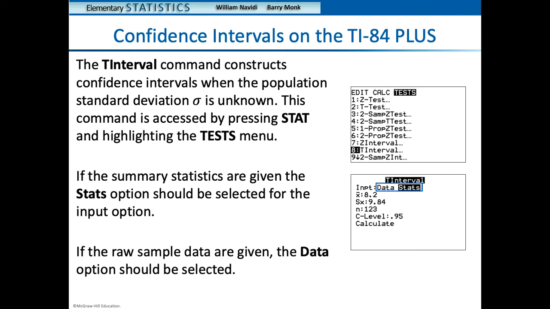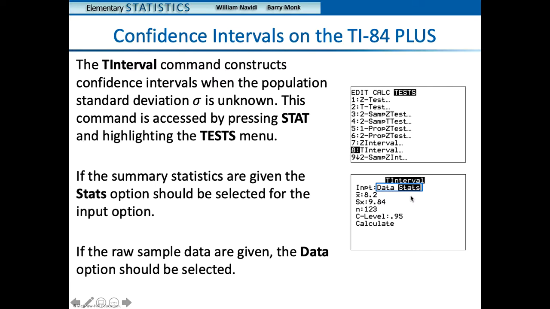And again, just to review, to access this menu, you press the Stat button, and then you highlight the word tests. And that will get you to the tests menu, and t-interval is the 8th one down. And then once you select that, you'll have two options for input, either data or stats. Data is what you would choose if you're just given the raw data. So that would be like the first example we looked at to estimate the calorie count for the cookies, right? All we were given were the calorie counts for 8 cookies. So we would use data for our input in that case.